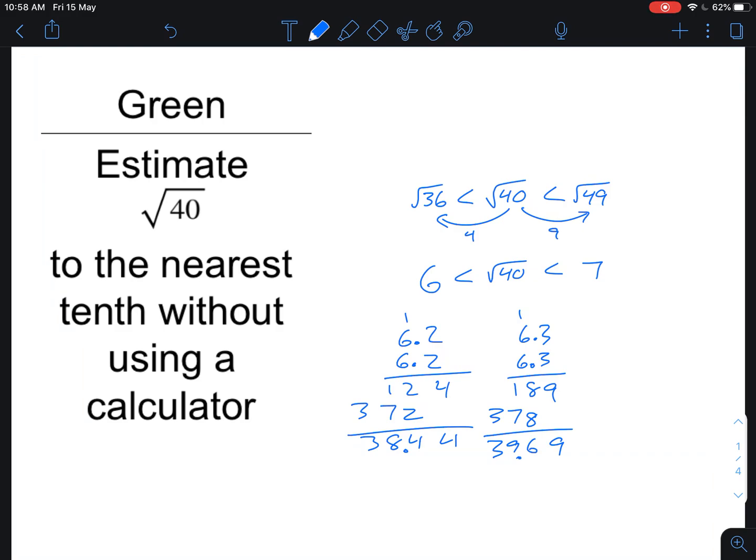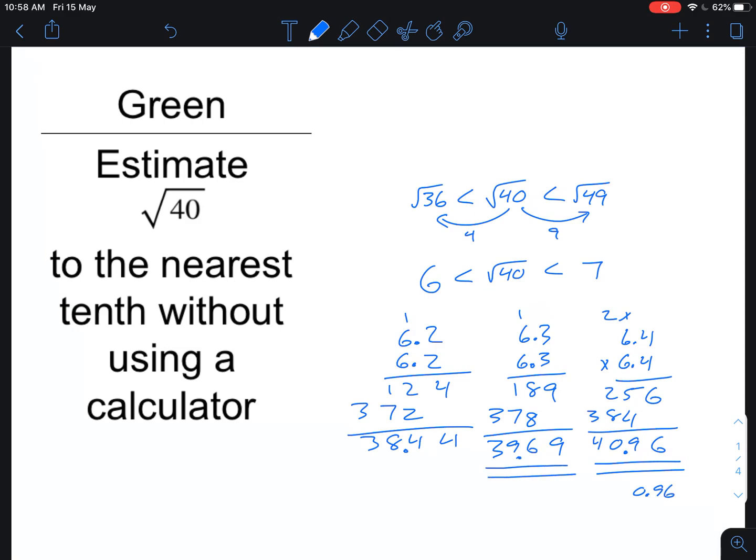Well, let's go one bigger. 6.4 times 6.4 and see if that's a bit closer. So that's 16, 25, 38. This is going to be a little bit more than 40, but maybe it'll be closer. Let's see. It's 40.96. So if you see this one right here is 0.96 places away, and this one right here is only 0.31 places away. So what that tells me is this one right here is the closest that I can get to 40.